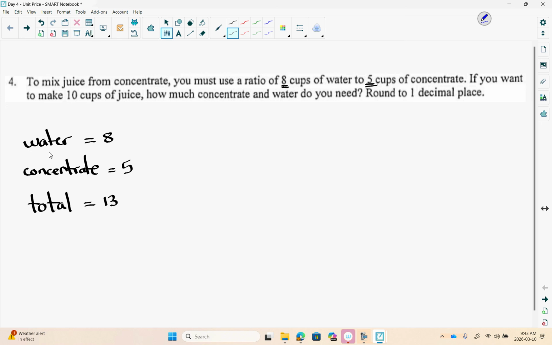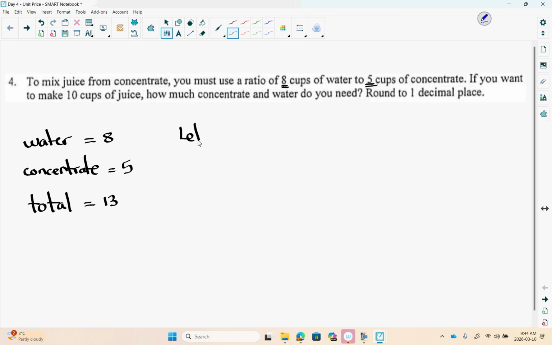So in the question, we have 8 cups of water, 5 cups of concentrate, 13 cups total. We want to make 10 cups of the juice, not 13, only 10. So what would happen to these amounts? Would they get bigger or would they get smaller? They're going to get smaller, that's right. I want to know how much concentrate and how much water I need.